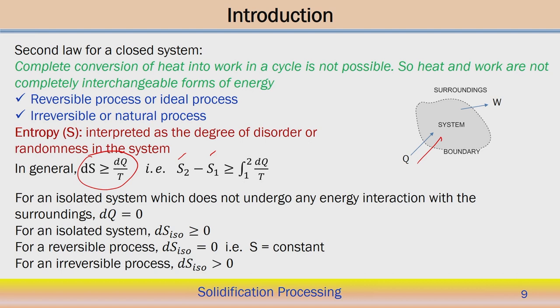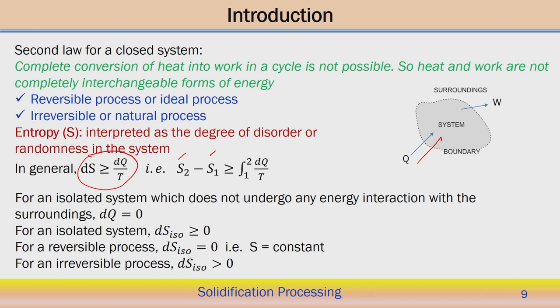Now this T is basically one particular fixed temperature at which the energy is transferred to the system, and that amount of energy is dQ. So every time, heat transfer is associated with some change of entropy.